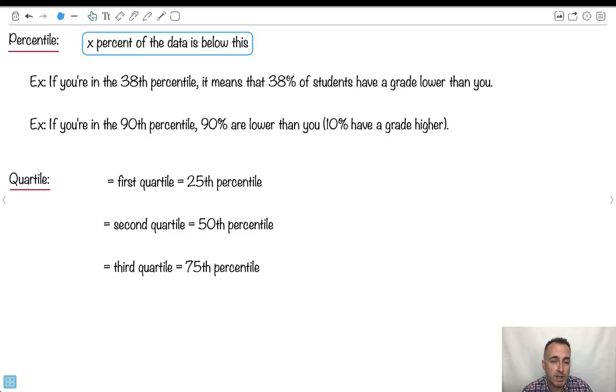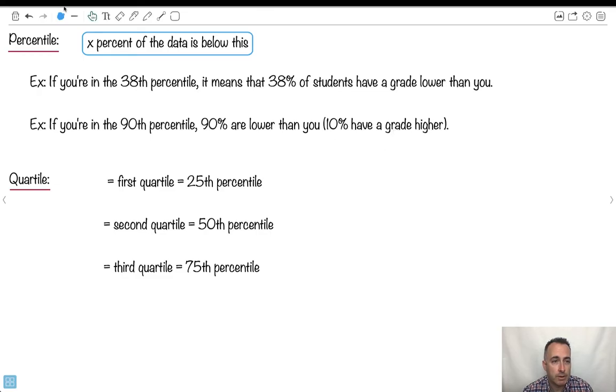Well, that means that 38% of students are below you. Or you could say that the opposite is true. So that would be 62% of students have a grade higher than you. That's a way to look at it. 90th percentile, for example, means that 90% are below you. Or you could say that 10% are higher than you.